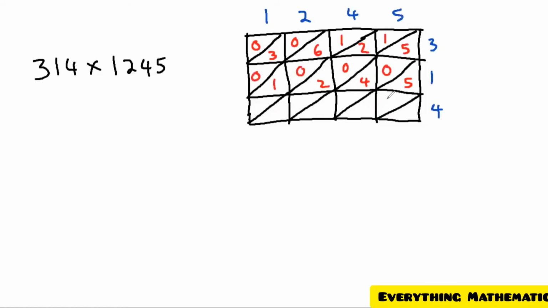5 times 4, that is 20. 4 times 4, that is 16. 2 times 4, that is 8. And then we have 1 times 4, that is 0, 4. Wow, look at that. The multiplication process is over. That's it. And now the last thing to do is to write down the answer.